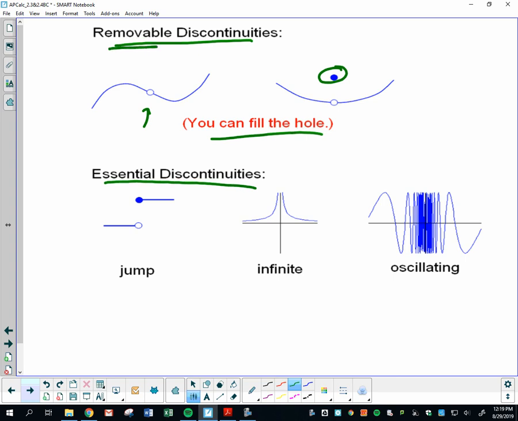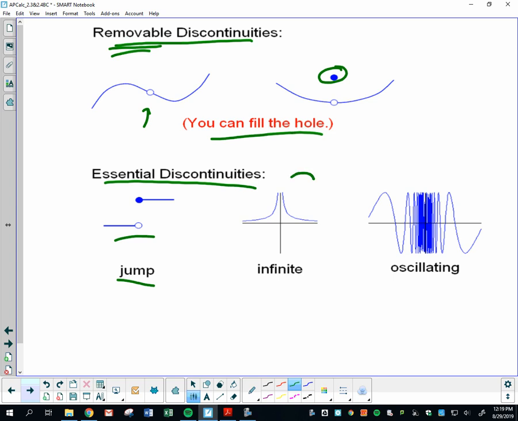And what's the purpose of removing them? The purpose of removing them is so that you can actually do some calculus on those functions. These you can't really apply calculus to. Later we'll talk about derivatives, and you can't do a derivative at this spot because of the discontinuity.